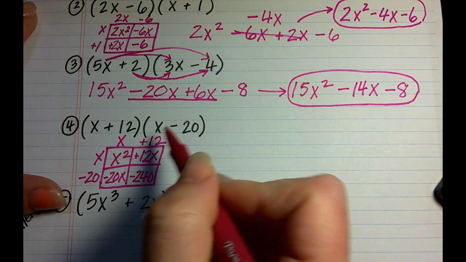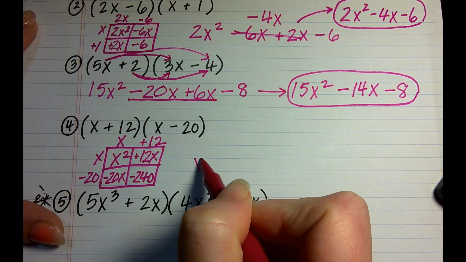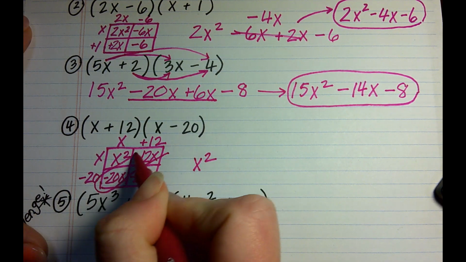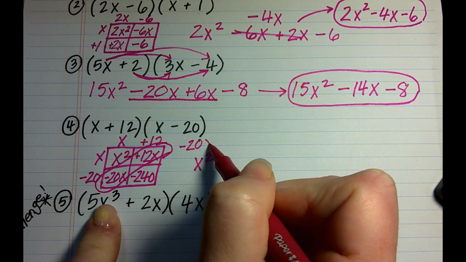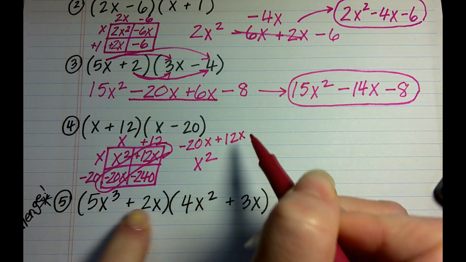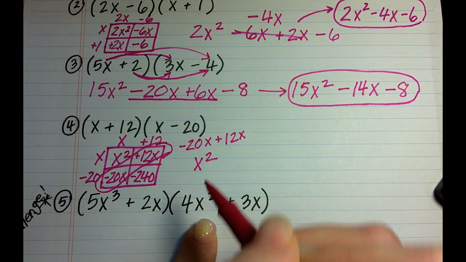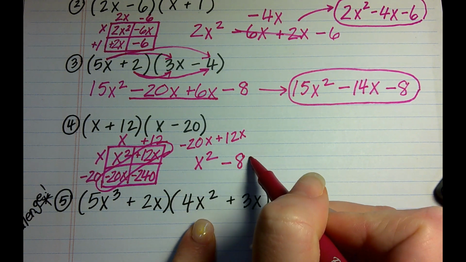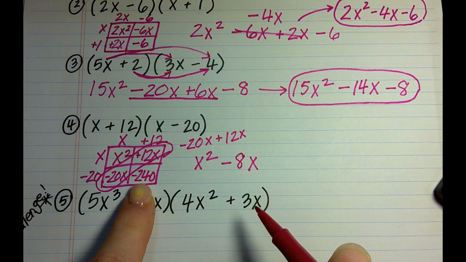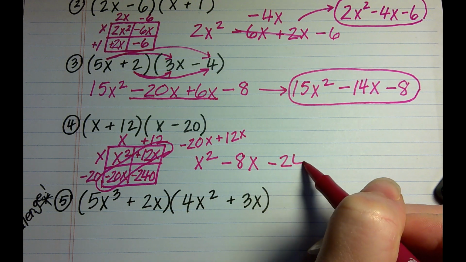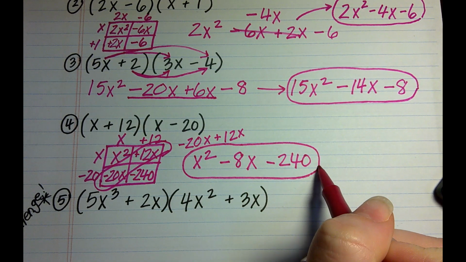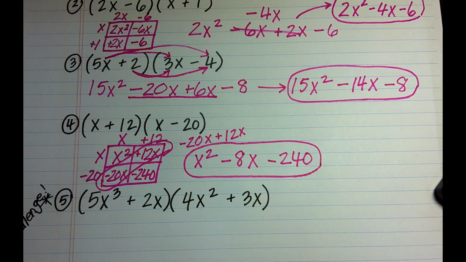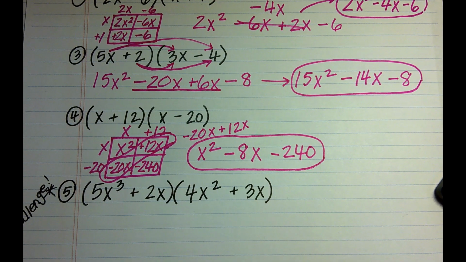Combine our like terms. So I'm going to go ahead and pull out my x squared. We've got these 2 middle terms here. Negative 20x plus 12x. And what's that going to give us? Negative 8x. And last but not least, we just stick on that minus 240 at the end. There we go. That is our answer. Okay. Any questions on number 4?